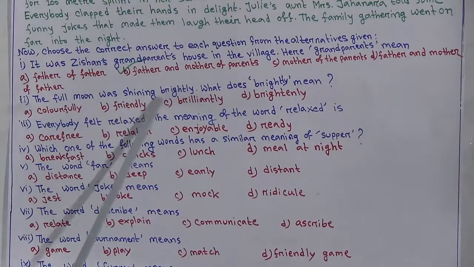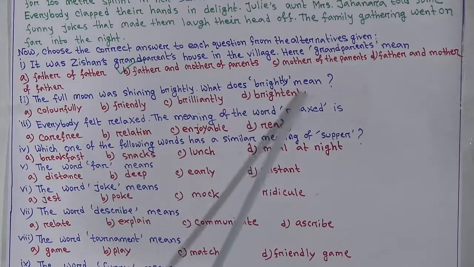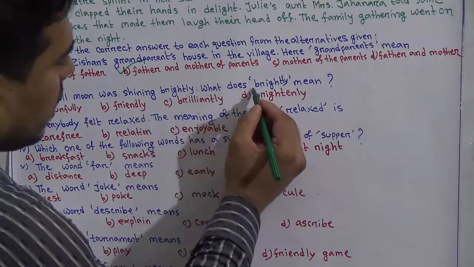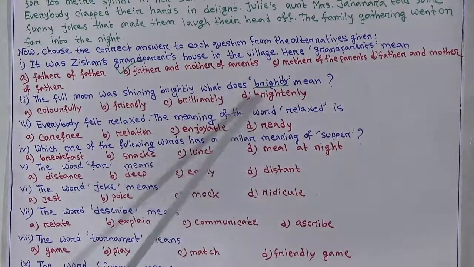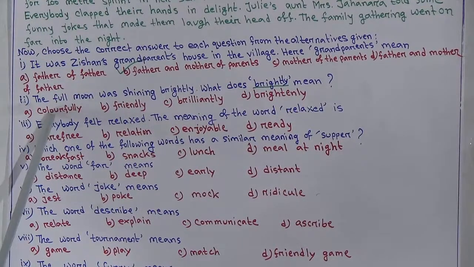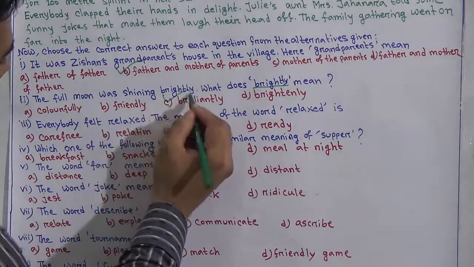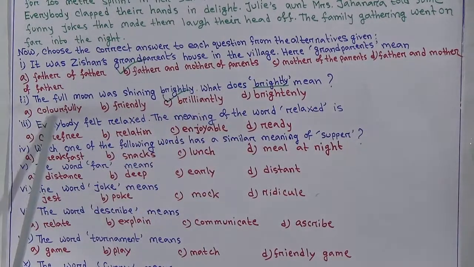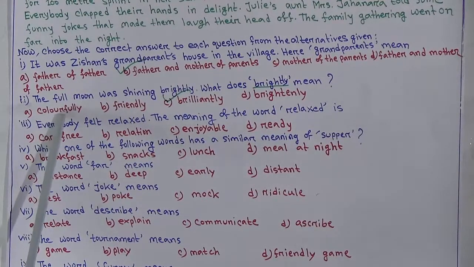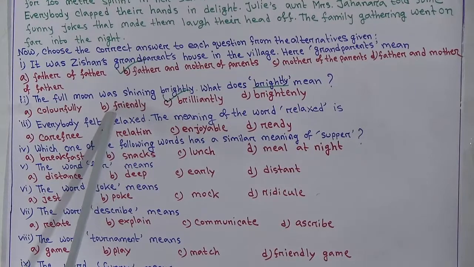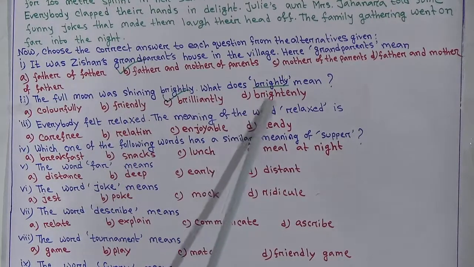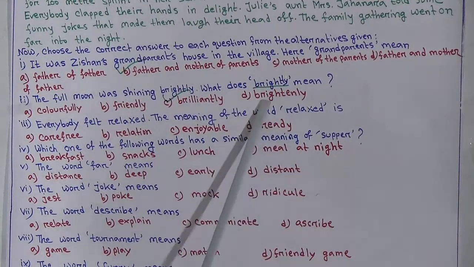The full moon was shining brightly. What does brightly mean? According to the passage, we came to learn that brightly means brilliantly. Colorfully means decorated nicely. Friendly, no. And brightly is the wrong word of bright.